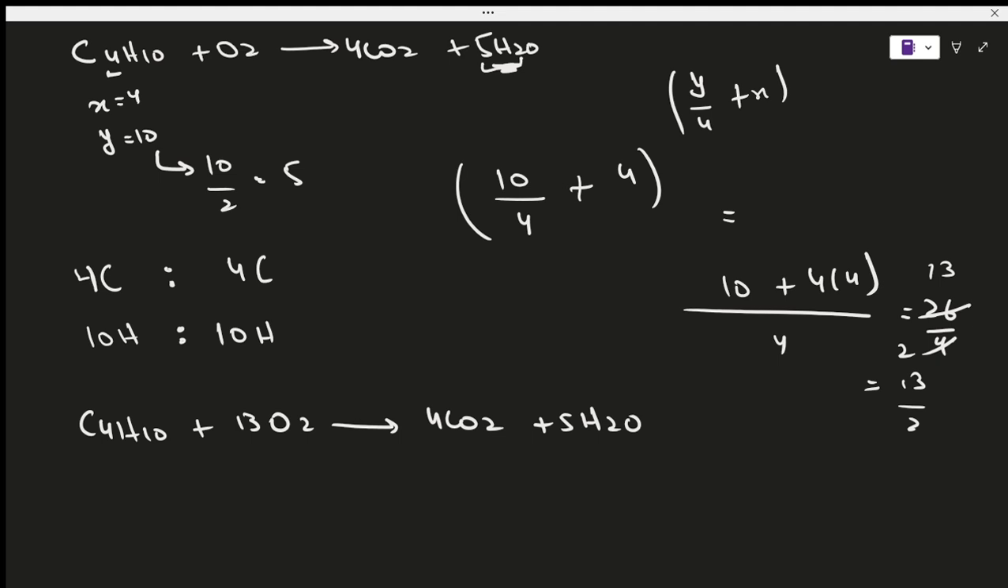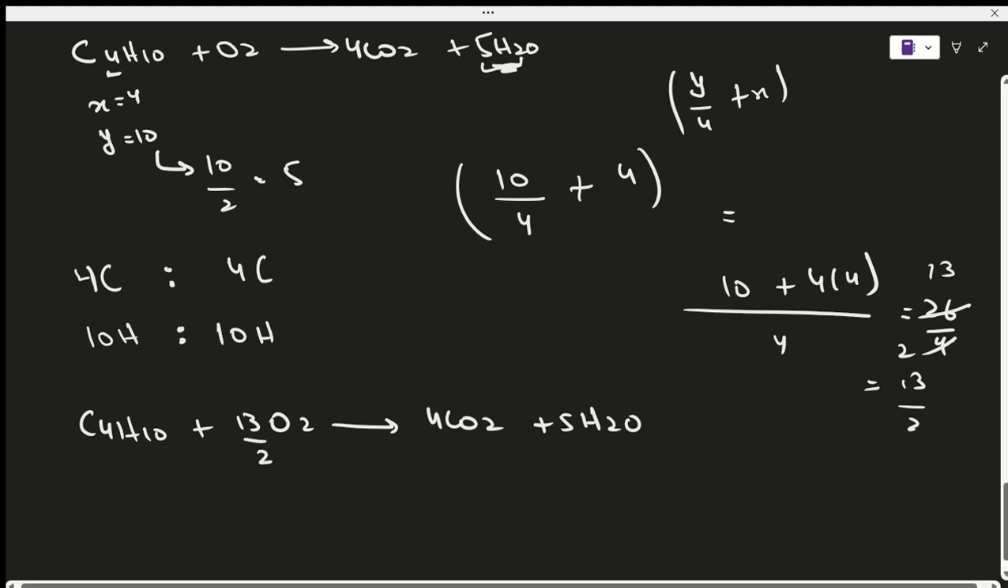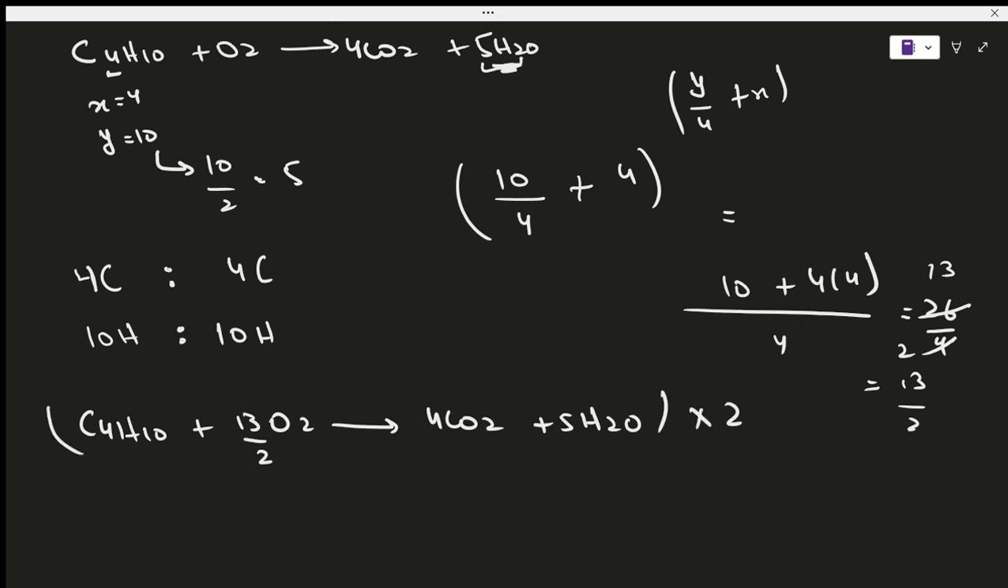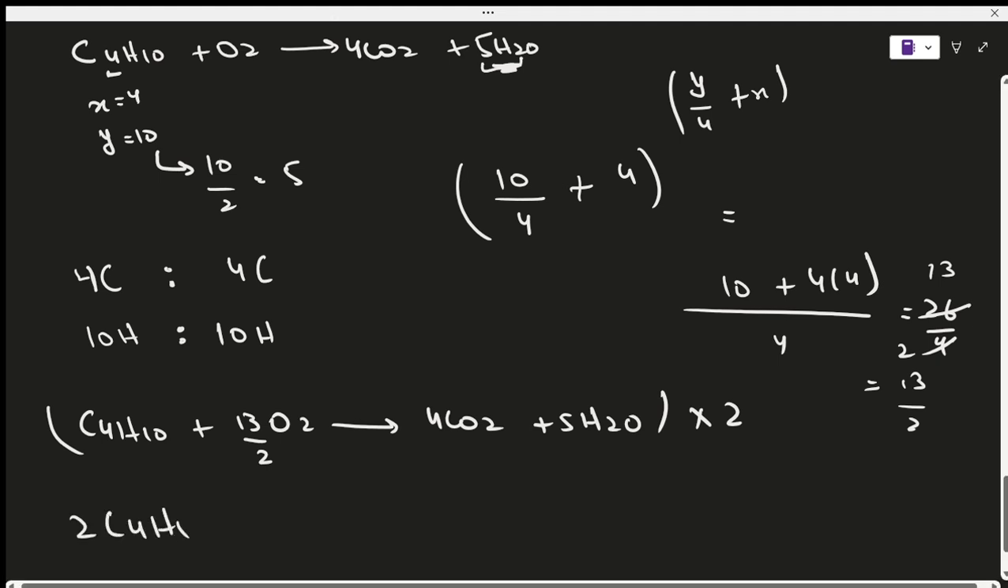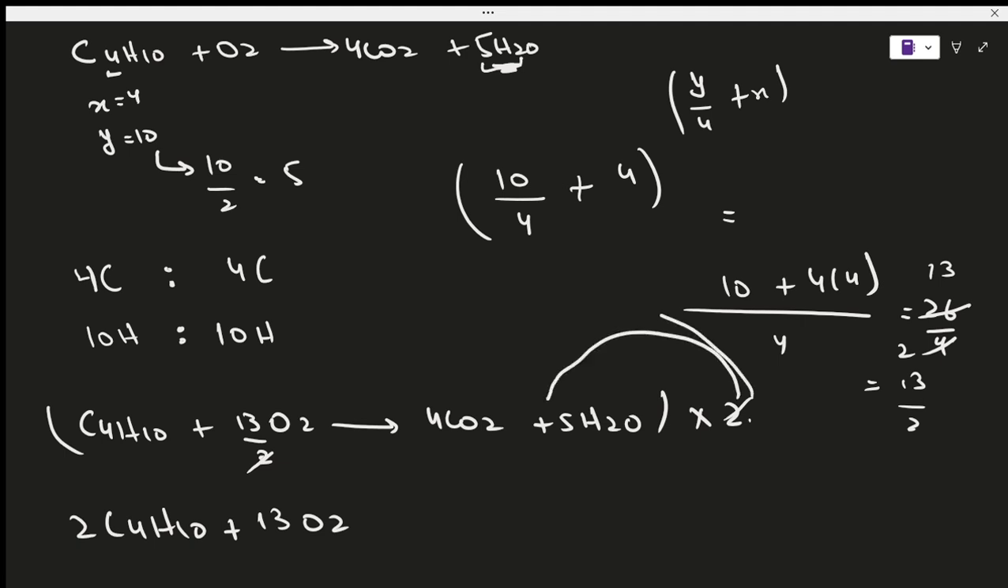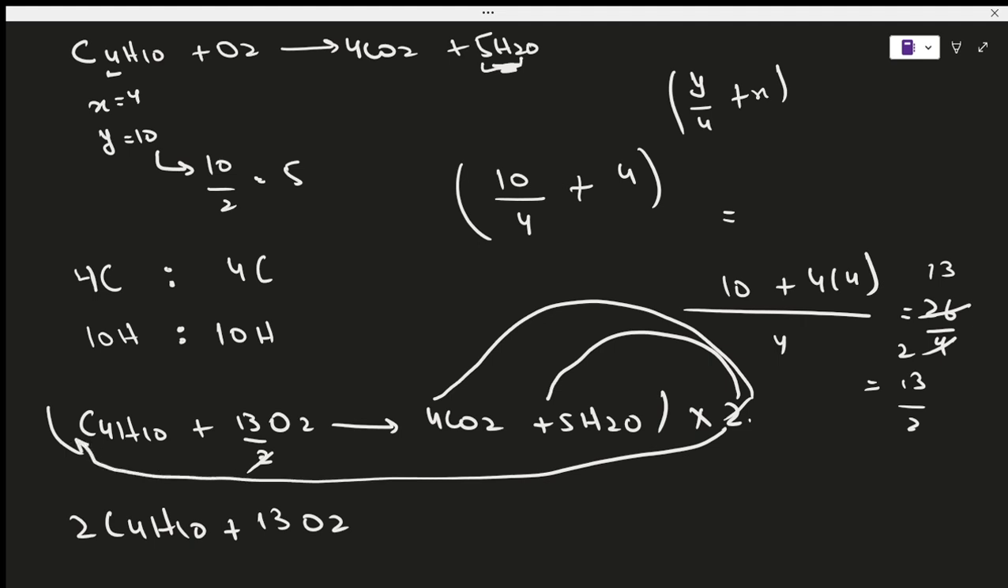Again, we have the same problem. What is the problem? We have a fractional value. And to remove the fractional value, we simply multiply the whole equation by 2. So what is going to be your answer now? 2C4H10 plus, this 2 and this 2 get cancelled, 13O2. And what's happening with the rest? This 2 is also getting multiplied with these individual whole numbers at the start. Here you have 1, so the answer comes as 2.